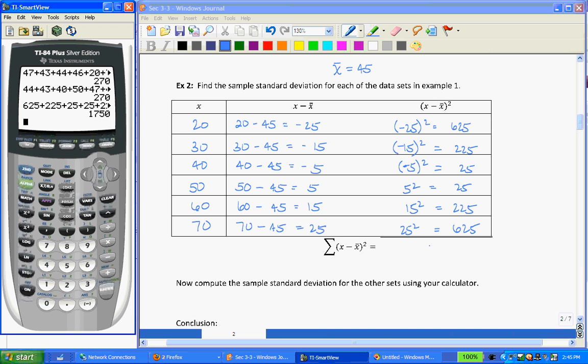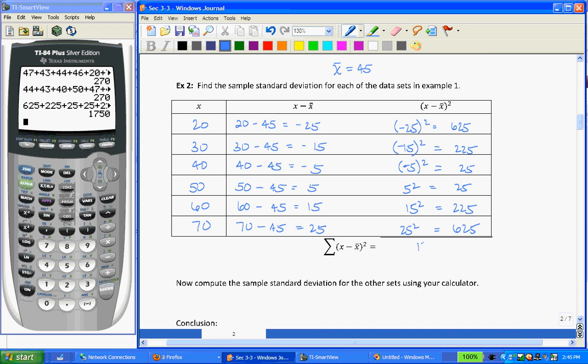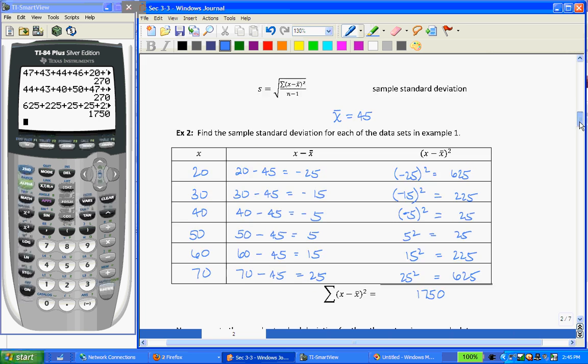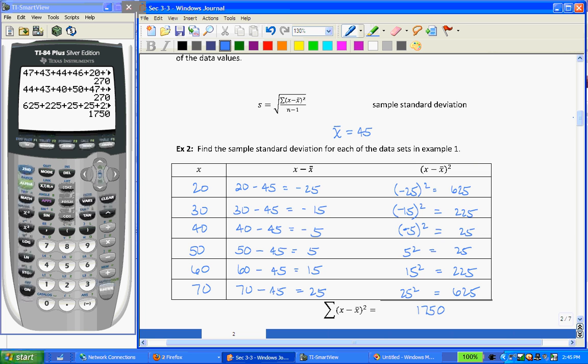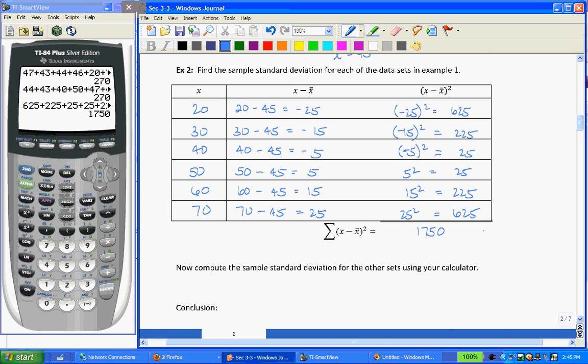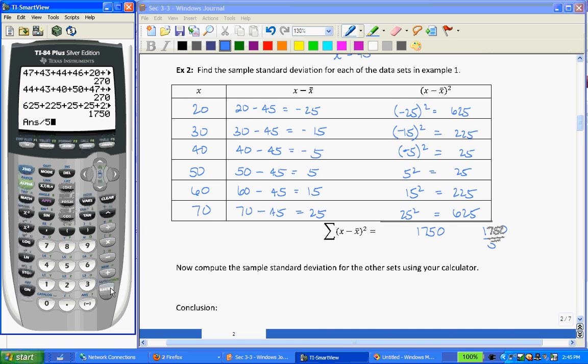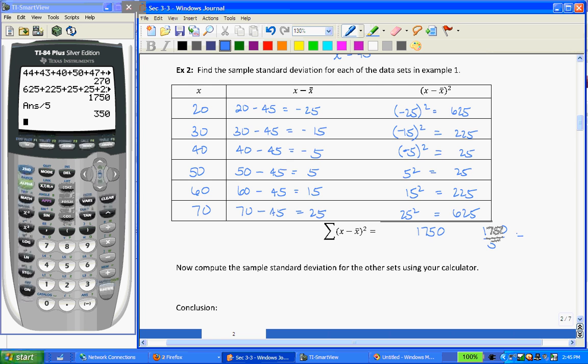And we get 1750. Okay, well, let's look back at our formula. There's one more part. We have to divide by n minus 1. So remember, n is the number of data values in the sample. This is going to be 1 less than that. So instead of dividing by 6, we're going to divide by 5, which gives us 350.